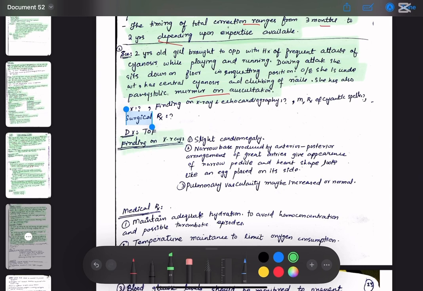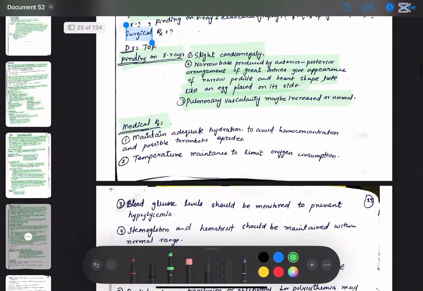These are the findings on the X-rays in the case of tetralogy of Fallot: slight cardiomegaly, and a narrow base produced by the anterior posterior arrangement of the great arteries giving the appearance of a narrow pedicle, and the heart shape looks like an egg placed on its side. Pulmonary vascularity may be increased or normal.